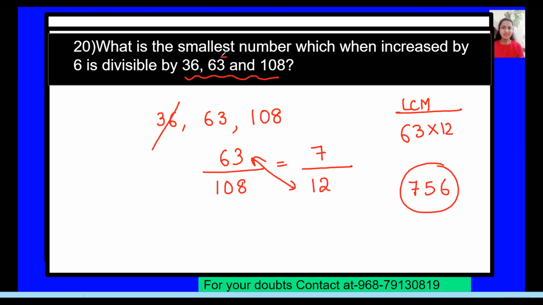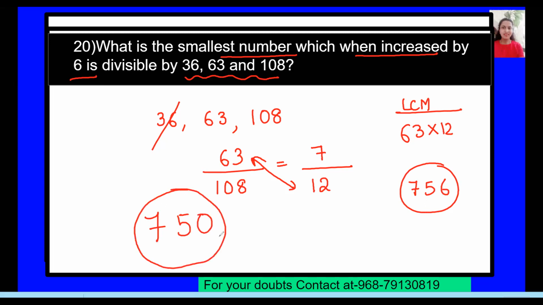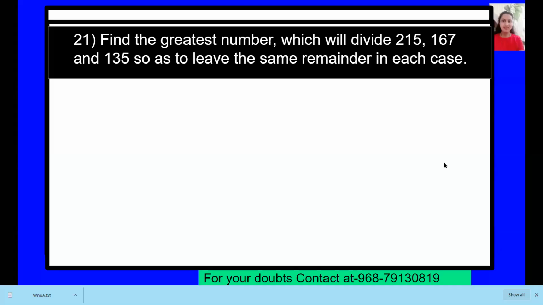Now my LCM is 756. Now they are asking what is the smallest number which when increased by 6. So let it decrease by 6, working backward. So how much will be the answer? 750. So see, I will tell you a very shortcut method to solve this type of problem.